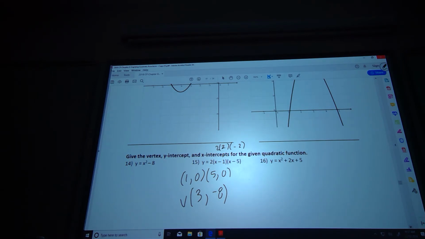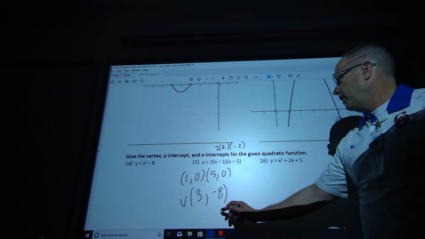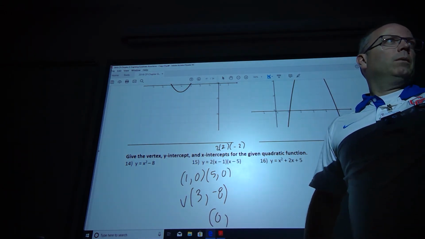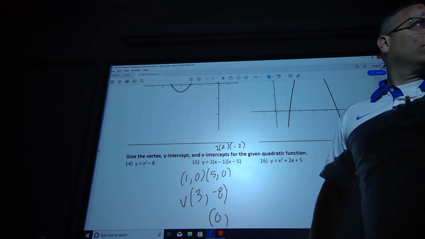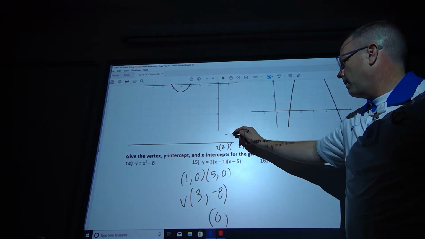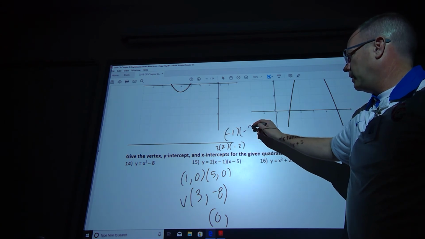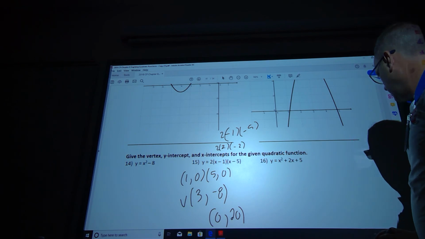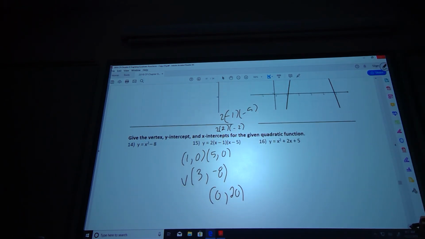So give the vertex, we have it. Y-intercept, if I want to find that, I'm going to plug 0 in for x. And give me a sec. Plug 0 in for x, so I get 0 minus 1. Minus 5 times 2, so 0, 20. And that should be pretty much it.